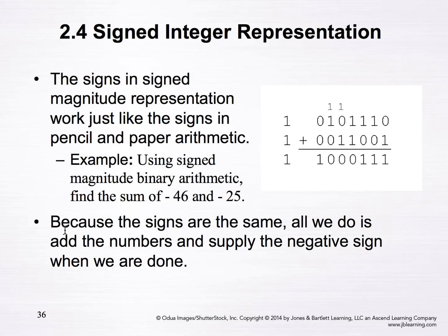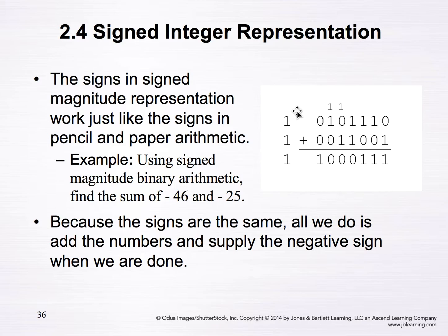So the sign in sign magnitude representation works just like in pencil and paper arithmetic. So for example, using sign magnitude binary arithmetic, we try to compute the sum of negative 46 and negative 25. The negative is represented by the bit 1 right here for both of the numbers, and this binary string represents the value of 46, and the binary string right here the value of 25.